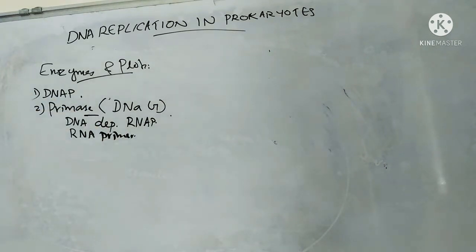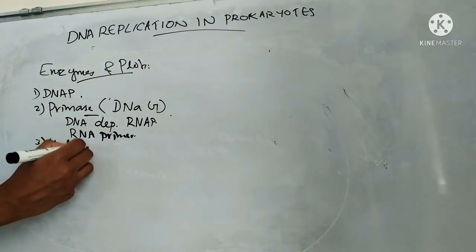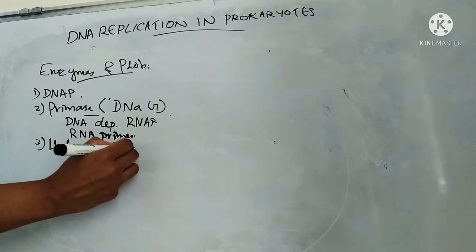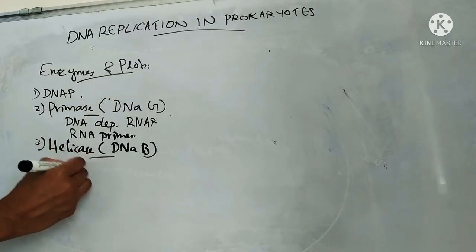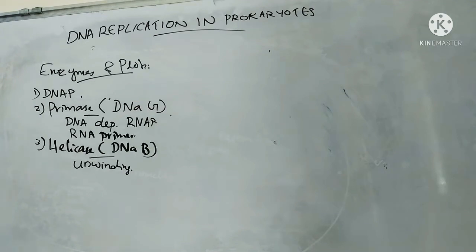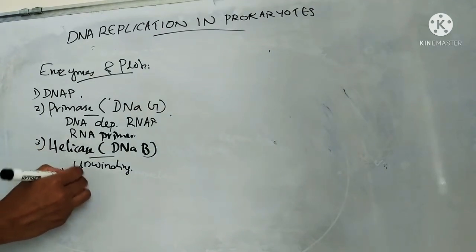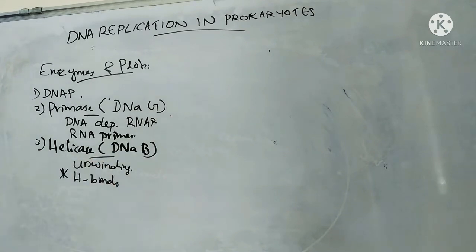Next enzyme is helicase or DNAB. This helicase causes the unwinding of the DNA helix, or it opens the DNA helix. This is by breaking hydrogen bonds. By breaking hydrogen bonds, it unwinds the DNA helix. That is helicase or DNA B.